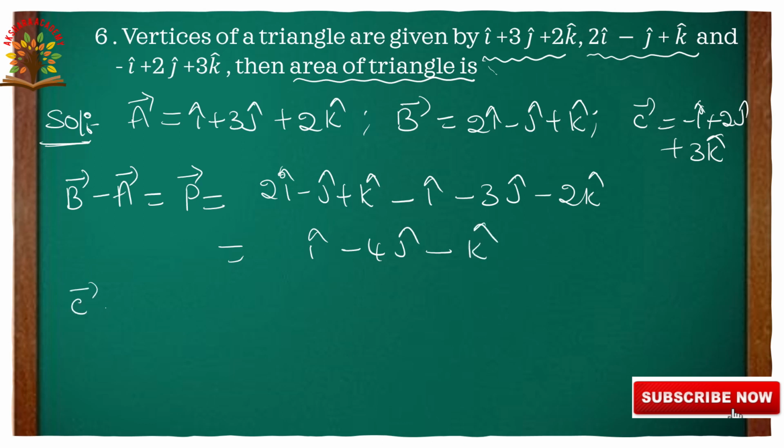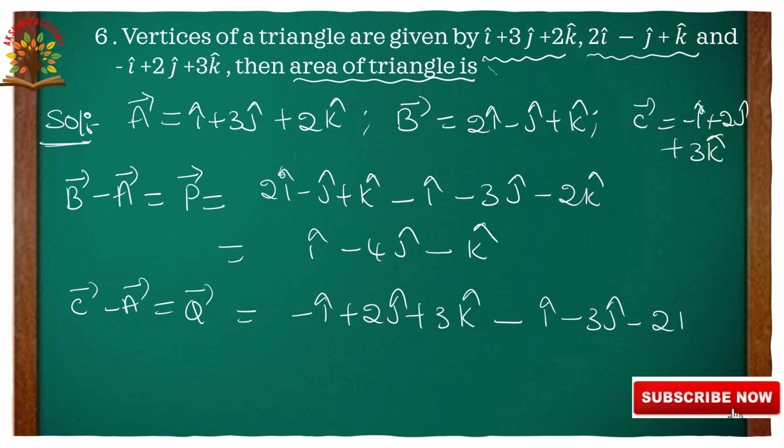And C bar minus A bar is equals to Q bar. So that is equal to C bar, nothing but minus i cap plus 2j cap plus 3k cap, minus A bar, minus i cap minus 3j cap minus 2k cap. So that is equals to minus 1 minus 1, minus 2i cap, plus 2 minus 3, minus j cap, plus 3 minus 2, plus k cap. So here we are getting P bar and Q bar, and now we are finding the area of triangle.